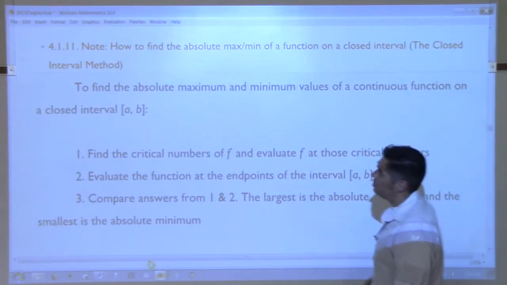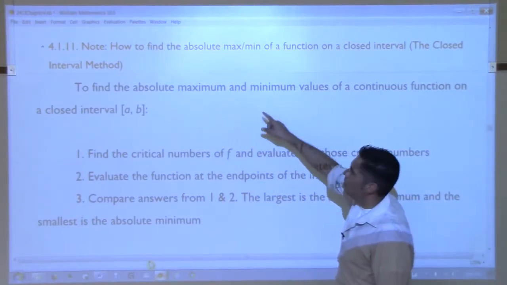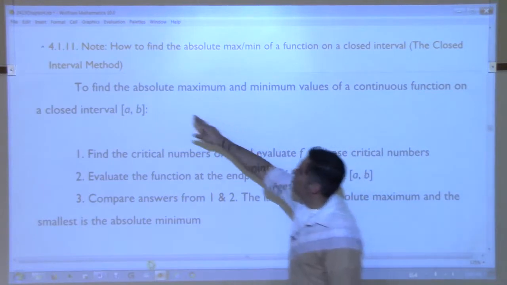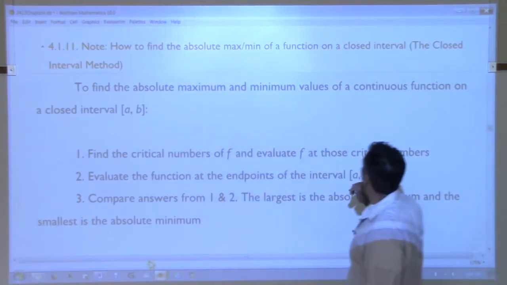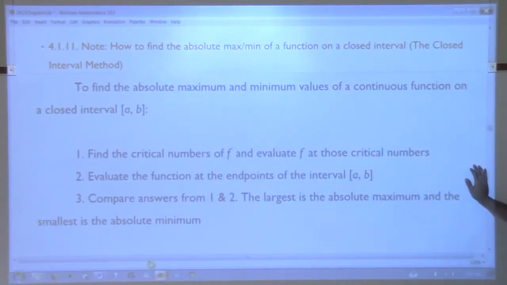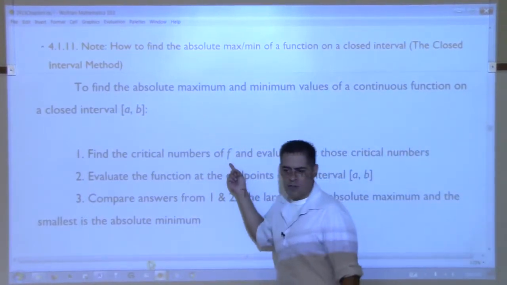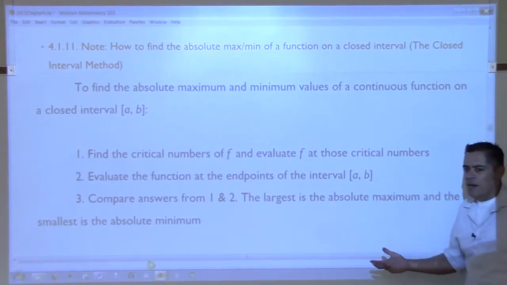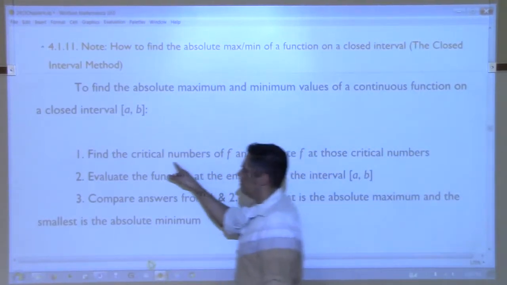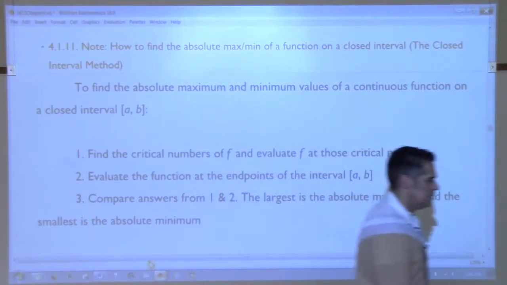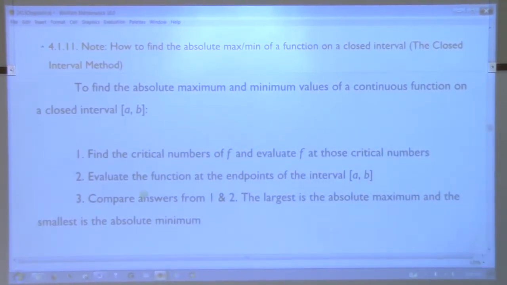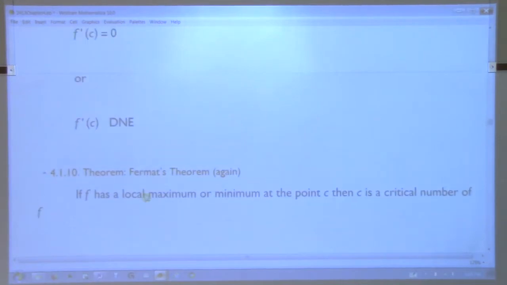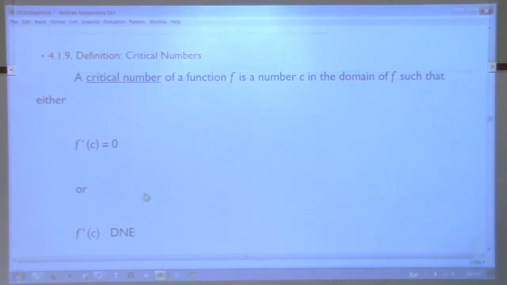So if somebody asks you to find the absolute maximum, well, I said global, absolute, right? So the absolute maximum and minimum values of a continuous function on a closed interval [a, b], here are the steps we're going to take. The first step is we will find the critical numbers of the function. Do you remember what the critical numbers were? They're critical, right? But remember? No? I have to go back to the previous. There it is. That's the definition from last class.